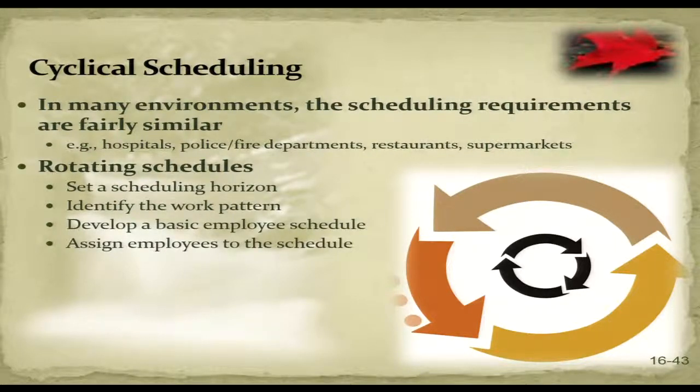You have a schedule horizon like 7 days, a week, or 30 days. We have to identify the work pattern, develop a basic employee schedule, and assign employees to the schedule. The reason cyclic scheduling is so popular for so many different industries, hospitals, police departments, or fire departments, is that the demand has a very strong cyclical pattern. Right? For example, seasonality, we know that.